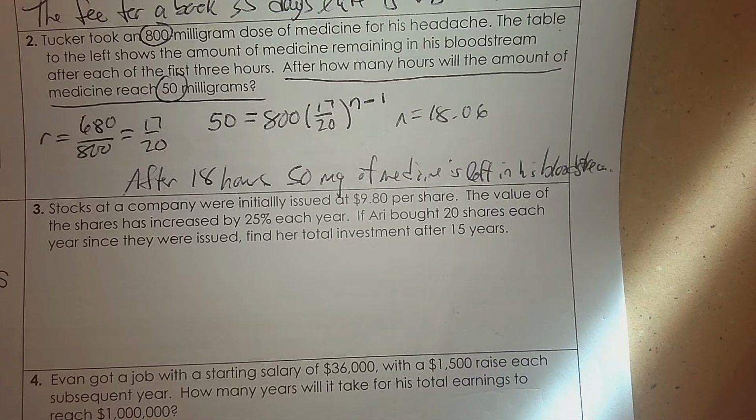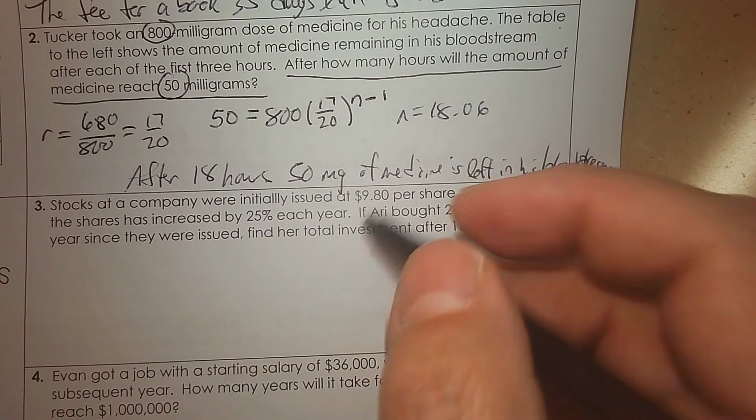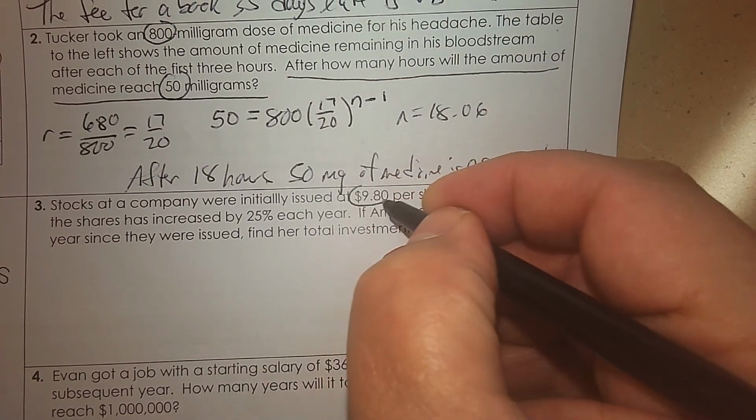That's a good function to practice, right? Especially if you're allowed to use your calculator. Be careful, just because you're allowed to use a calculator doesn't mean you shouldn't write down the work you're still doing. 3, stocks at a company were initially issued at $9.80 per share.